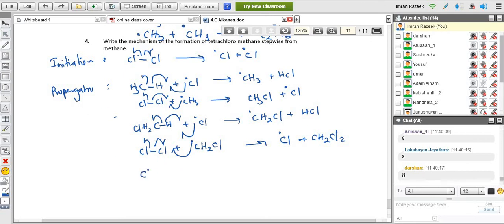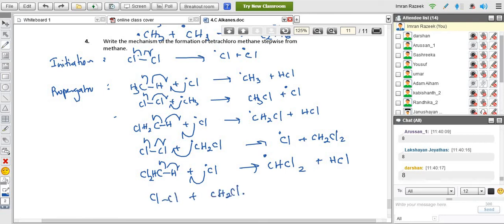So you have CH2Cl2 and chlorine free radical. I'm showing the C-H again. And then what happens? You get CHCl2 free radical and HCl. And then the chlorine reacts with the CHCl2 free radical, giving CHCl3 and chlorine free radical.